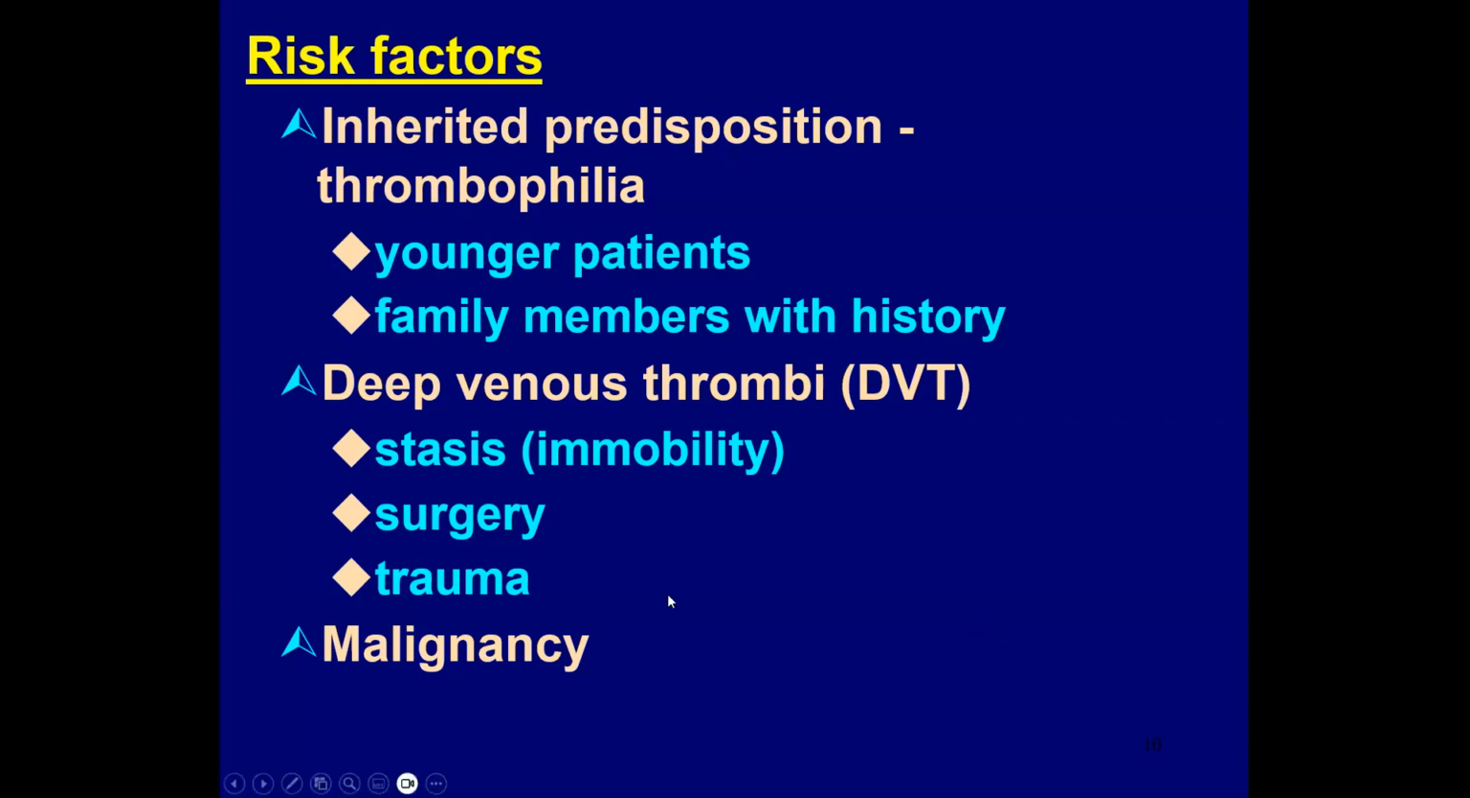DVT is caused by, first, stasis, immobility. If the person does not move around, they get poor venous return. So the blood pools in the veins, especially in the legs, and thrombi form. It can also be associated with surgery as well as trauma. Another risk factor for pulmonary embolism is malignancy, cancer.